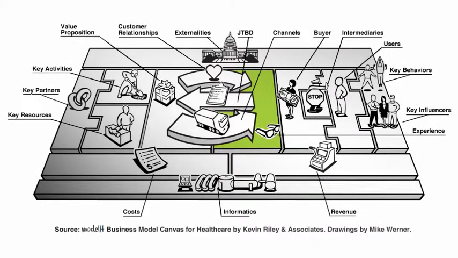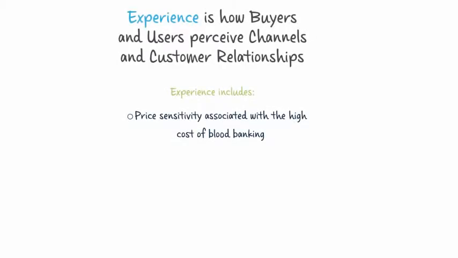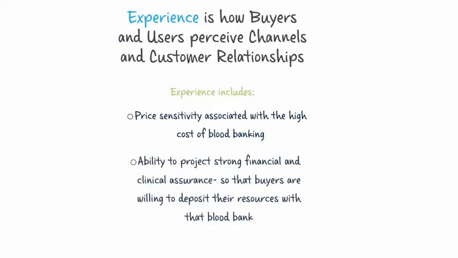Experience is how buyers and users perceive a business model's channels and customer relationships. In this business model example, buyers will have to overcome any price sensitivity associated with the high costs of private blood banking. A blood cord company will also need the ability to project strong financial and clinical assurance, so buyers are willing to deposit their precious resources with a particular blood bank.